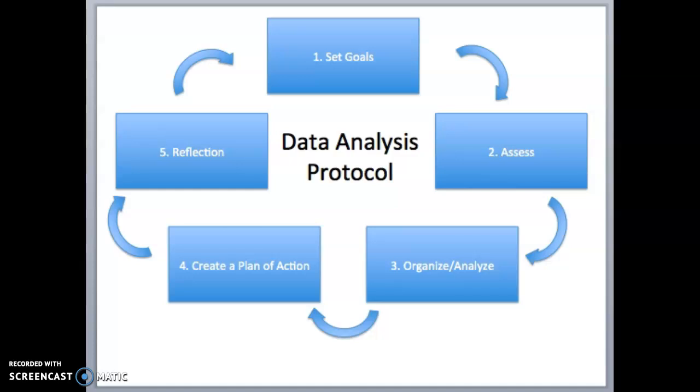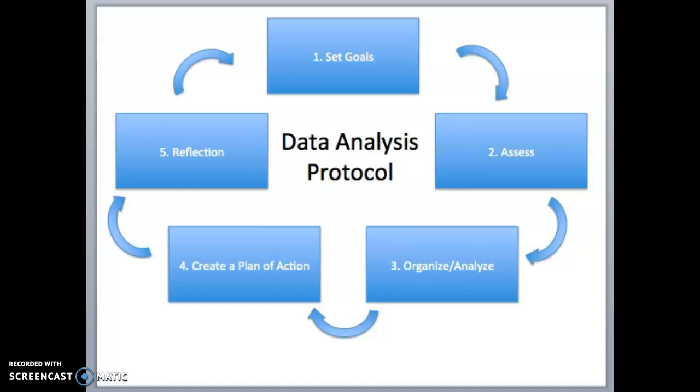Next, staff would create a plan of action. So what steps need to be taken in order to meet the goal? So how did students or whoever was assessed do on the assessment? And then what does that mean in relation to the goal that you set at the beginning?